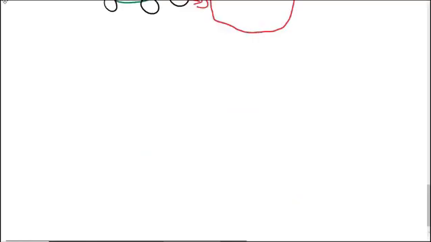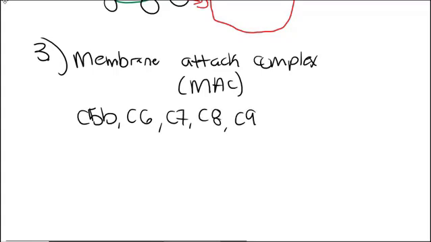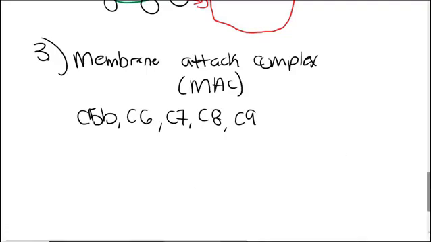The last outcome of the complement system is called a membrane attack complex, or a MAC. MAC involves the rest of the complement proteins: C5b, C6, C7, C8, and C9. And again, it's a cascade. So once C5b comes in, then C6, then C7, then C8, then C9.